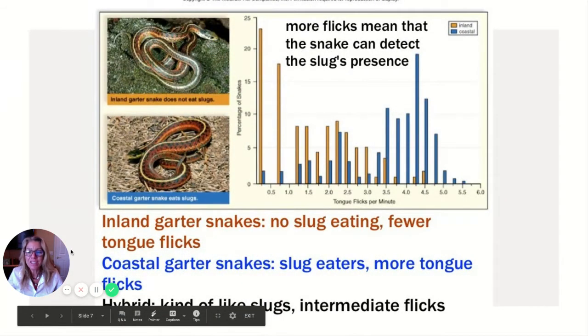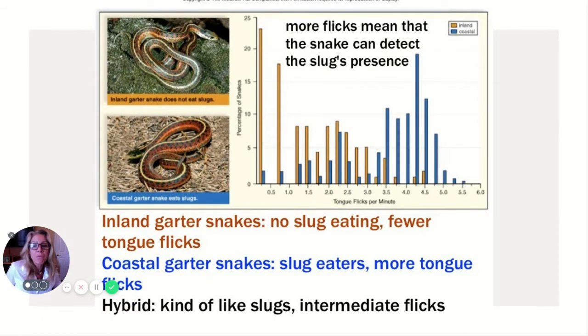All right, let's look at something else. Now let's look at some snakes. Inland garter snakes don't eat slugs, okay? And coastal garter snakes, those on the coast, do eat slugs. Now you could say, well, maybe because there's more slugs on the coast. And they bred an inland garter snake with a coastal garter snake, and the hybrid kind of likes slugs, kind of intermediate, just like we were talking about with the birds.